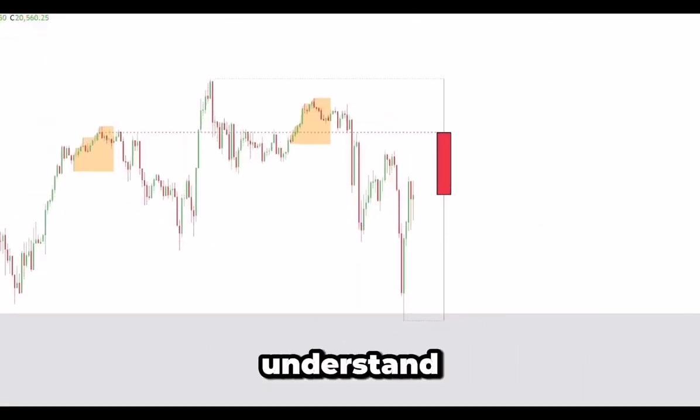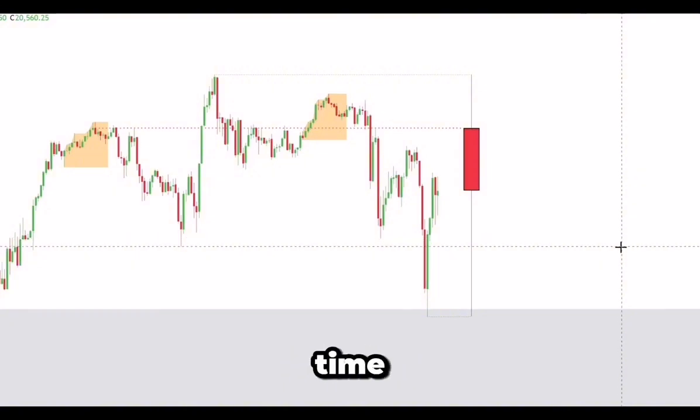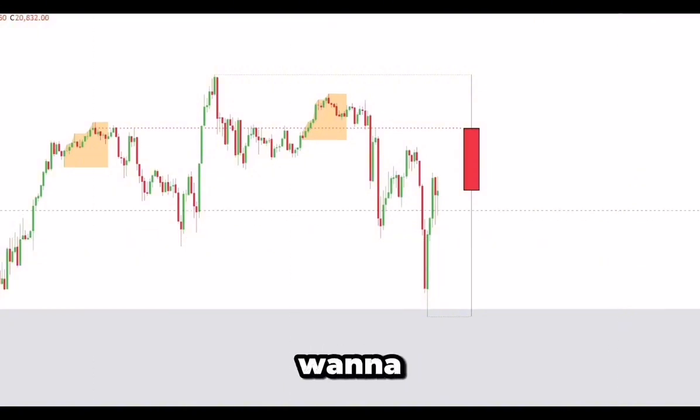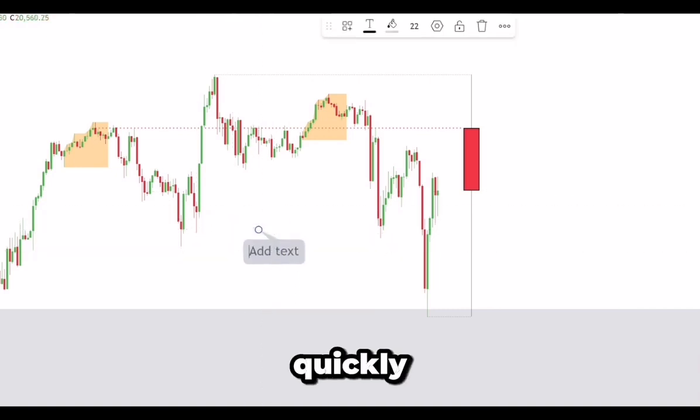But what I want traders to understand, when you're forming a higher time frame bias on the 15-minute time frame, you want to be looking for a few things. You want to be looking for a market structure shift. So let's quickly mark this down.